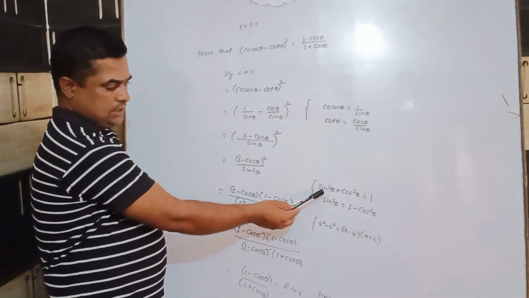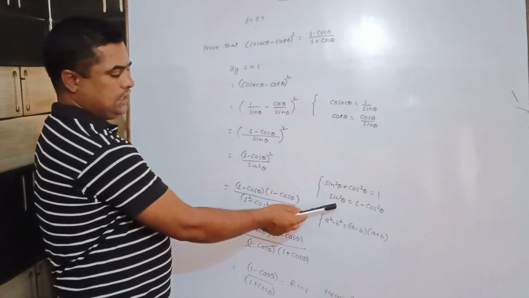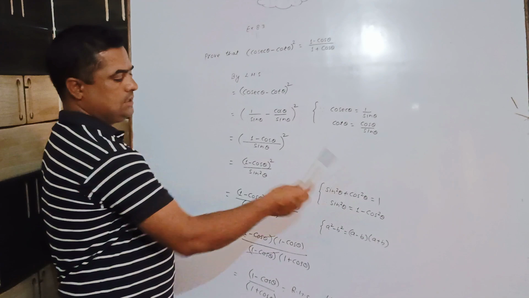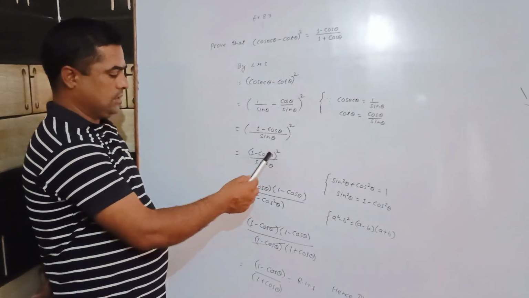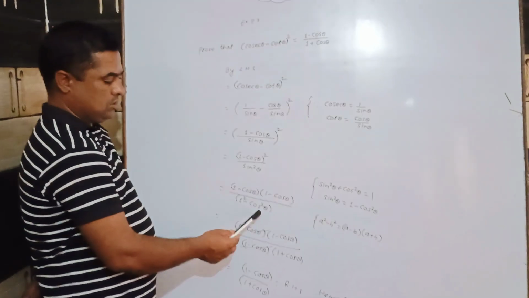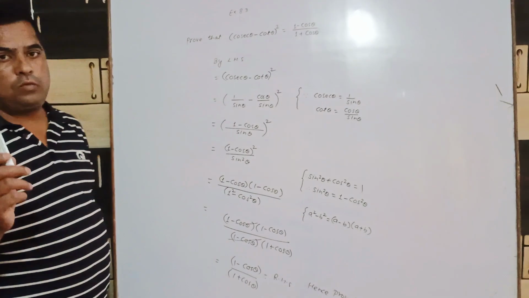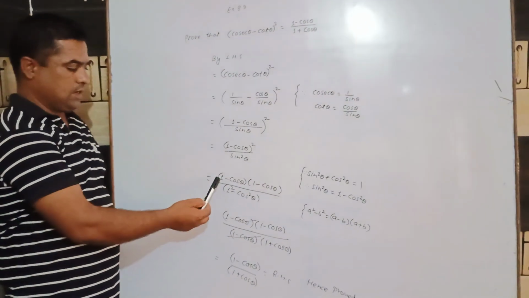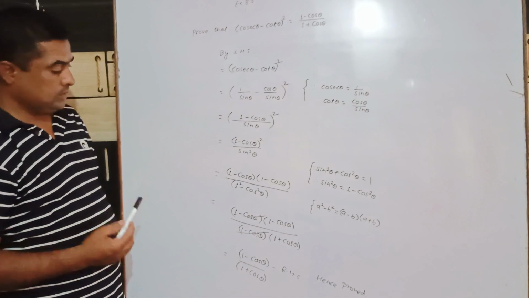Students, we know very well that sine square theta plus cos square theta is 1. The value of sine square theta will be 1 minus cos square theta. So we are putting the value of sine square theta, which is 1 minus cos square theta, and in the numerator (1 minus cos theta) whole square. We can write it two times: (1 minus cos theta)(1 minus cos theta).